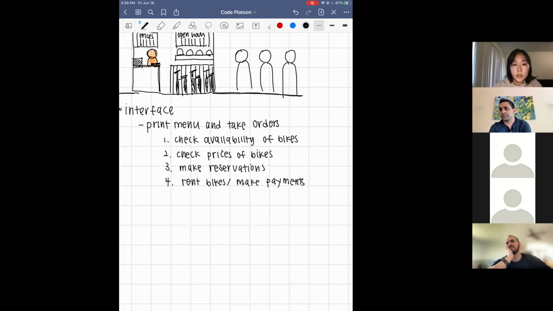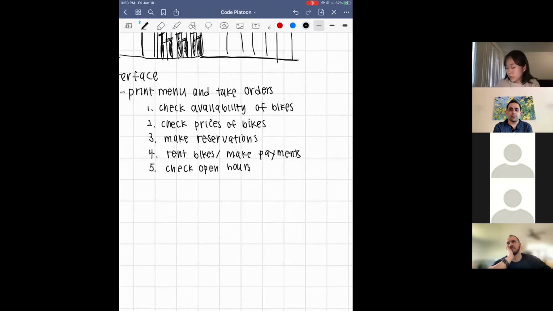We also have to be able to check open hours of the shop, and this wouldn't be for customers, but just for debugging sake, it would help if we could check the total profit that the store made. We're also going to need a method for the customers to turn in the bikes when they're done with them. So that could go under make payments. So they would be able to pay when they return the bikes.